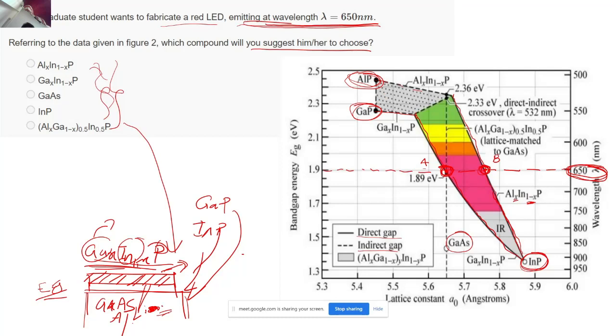So we have to take that substrate, and on top of that we have to grow an epitaxial layer, right? And these are the options that have been given for the epitaxial layer. Now, I will give one more hint. We have to choose the epitaxial layer such that it will give us a lambda of 650 nanometer, that is, a band gap energy of around 1.9. At the same time we will get a good lattice matching also.